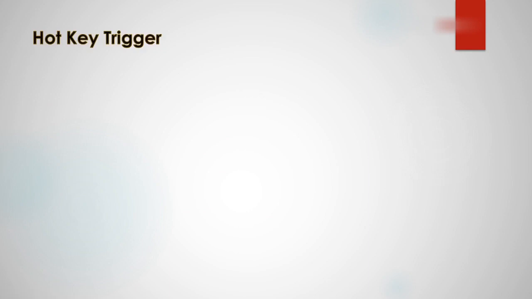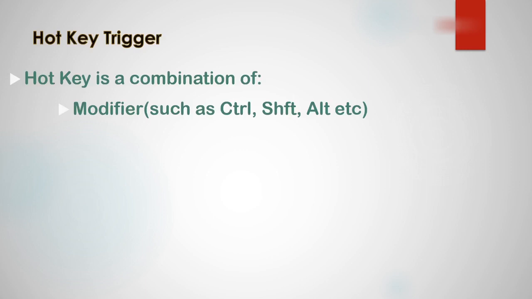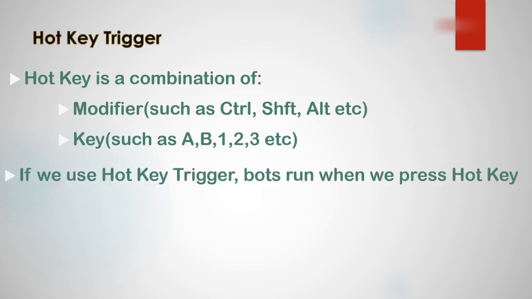A hotkey is a combination of modifiers such as Control, Shift, Alt, etc. and a key. The keys can be the alphabets such as A, B, C and the numbers 1, 2, 3 on the keyboard. So a hotkey is a combination of modifier and key, and if we use a hotkey trigger, the bots will run when we press a hotkey. So let's see in Automation Anywhere how we can use this hotkey trigger.